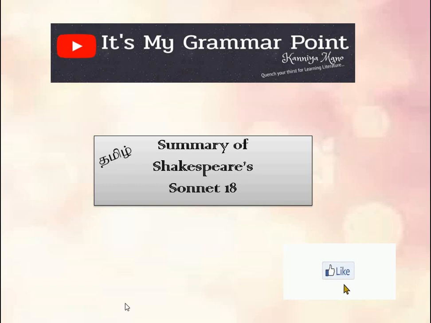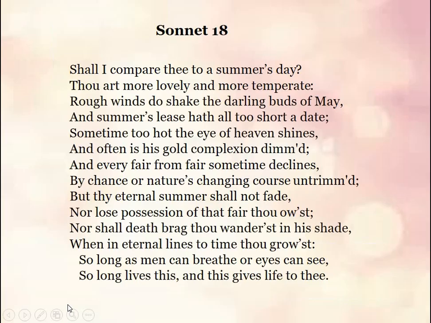Hey guys, in today's class, I'm gonna give you a brief explanation about Sonnet 18 of Shakespeare. We all know that a sonnet is a 14-line poem and Shakespeare has written 154 sonnets. Among his 154 sonnets, the first 126 are devoted to a young man and this sonnet is also devoted to that fellow. So let's go into the poem and see what he has written about that young fellow.